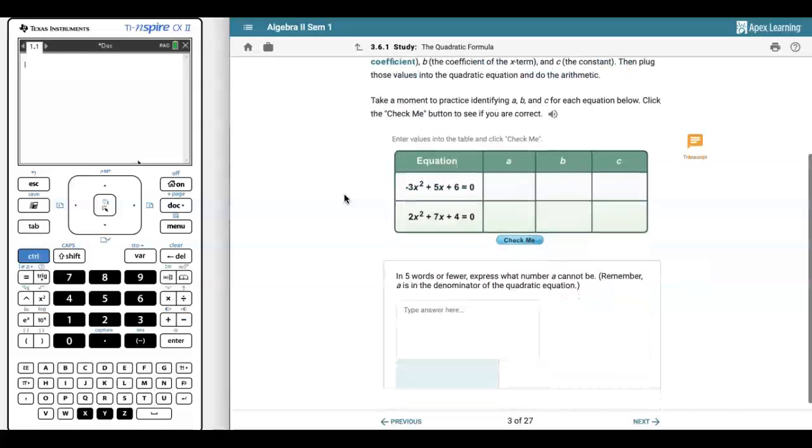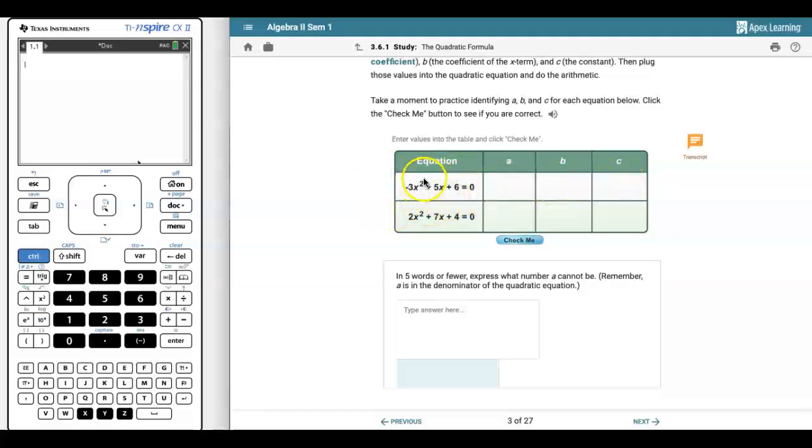But you got to know how to apply this. So when we're looking at these two equations here, you've got to notice that the a term for this first one is going to be negative 3, because it's that x squared term. Then the b term here is 5, and your c term is 6. So it would be negative 3, 5, and 6. The reason we know that is because this equation is in standard form.